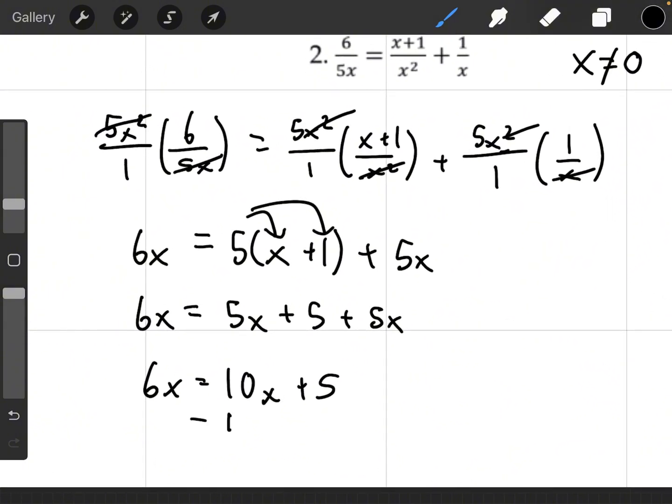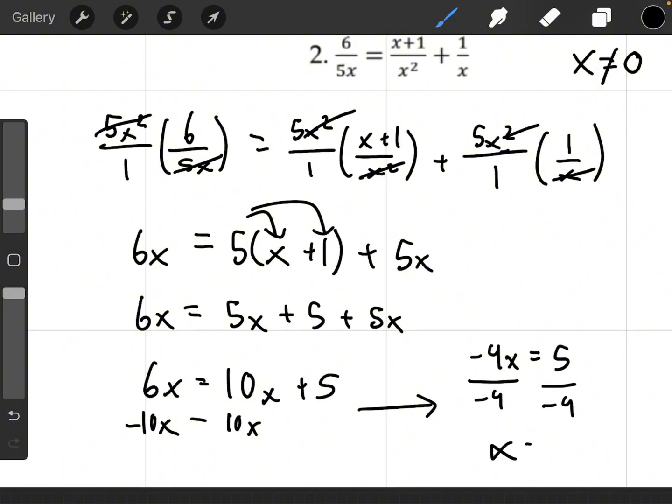We'll subtract on both sides to isolate the variable to get negative 4x equals 5. Divide both sides by negative 4, and x equals negative 5 over 4.